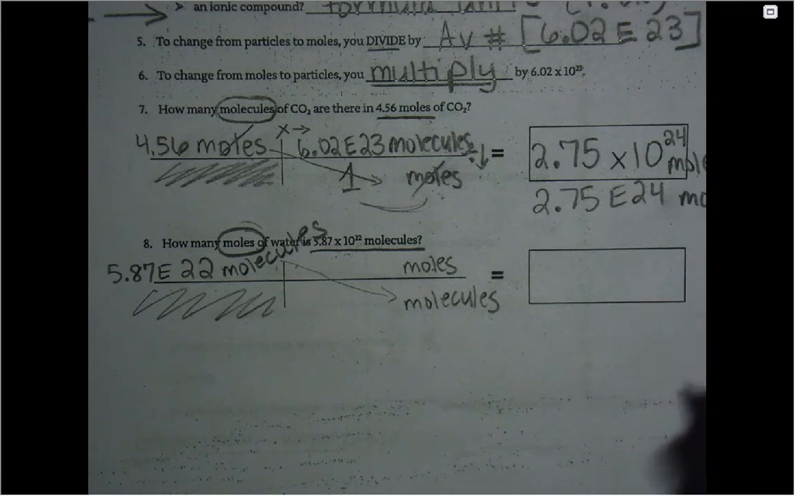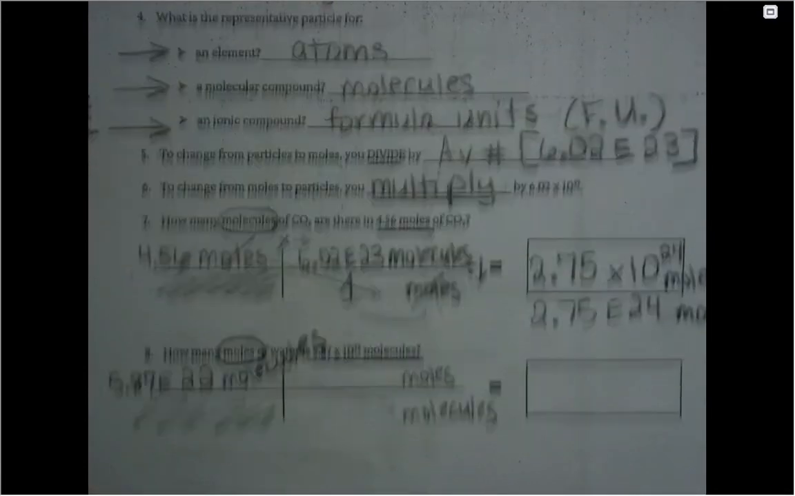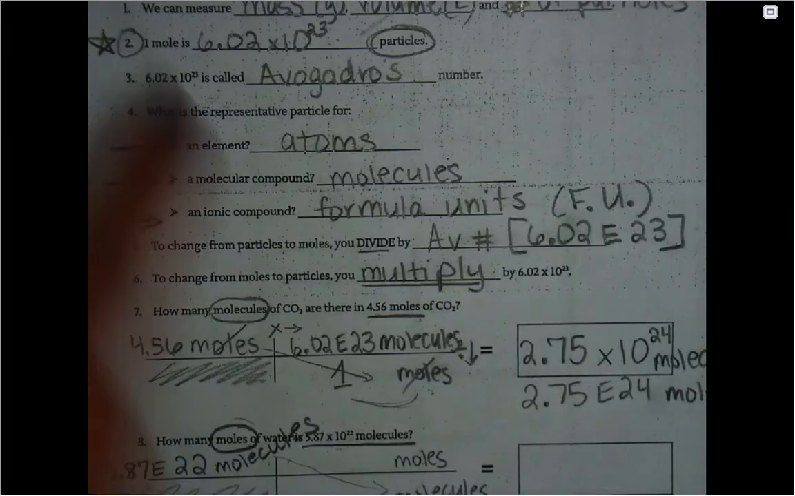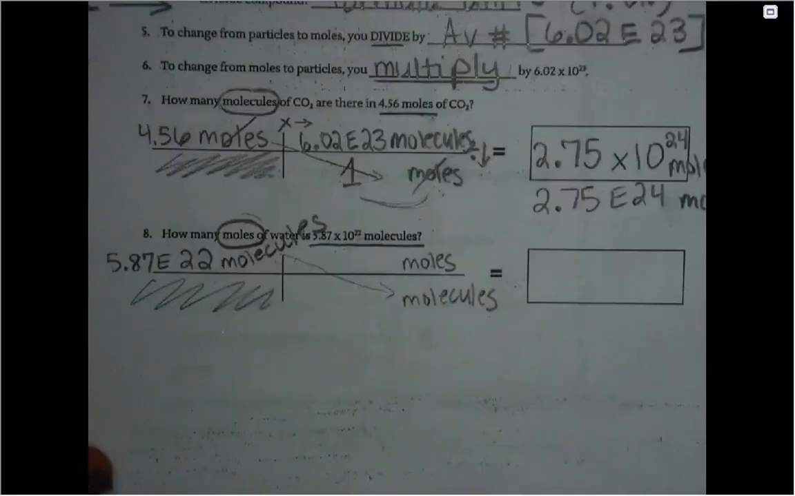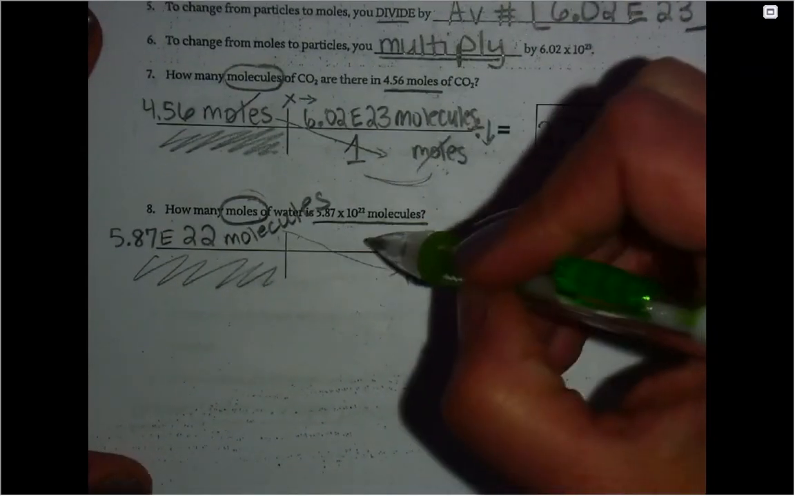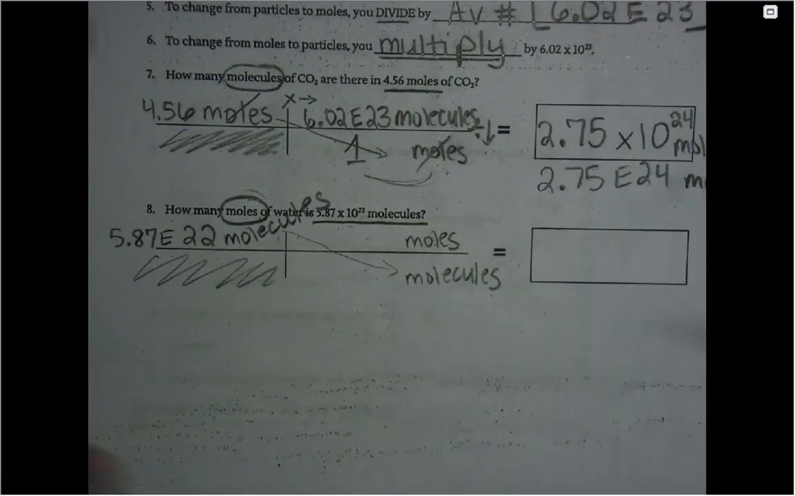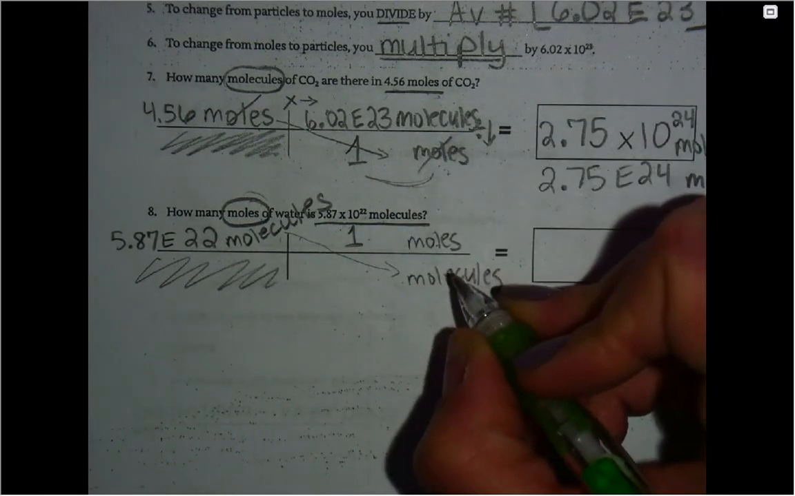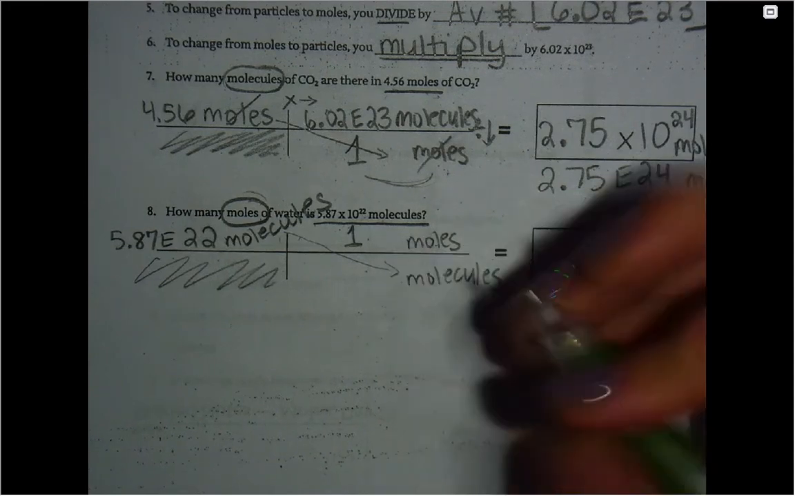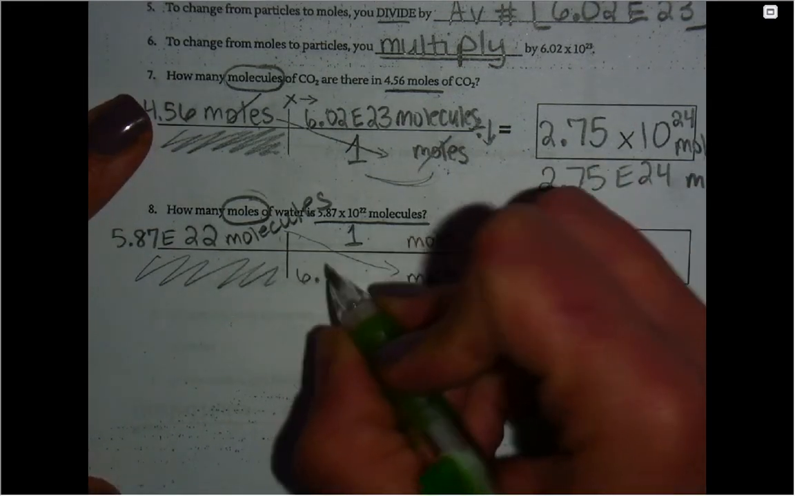All right, so now we're going to ask ourselves again. Our definition of a mole is 1 mole is equal to 6.02 times 10 to the 23rd. So, is the 1 going to go on top or on bottom? It goes on top this time, because that's where the word mole is. So 1 mole is, and then Avogadro's number goes with the word.